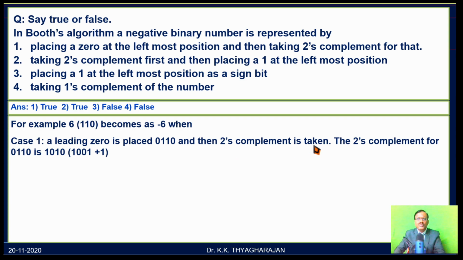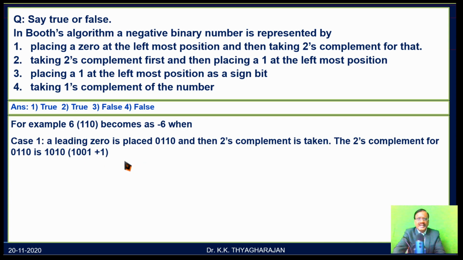And then take 2's complement of all these 4 bits, not these 3 bits. So you take 2's complement of this one. The 2's complement for 0110 is 1010. How will you take 2's complement? You take 1's complement of this first, that means here 1001, then you add 1 with that, and you will get 1010.